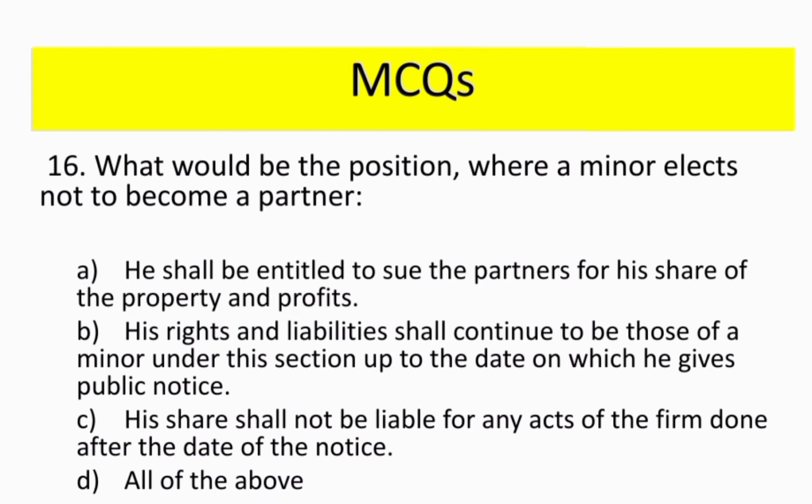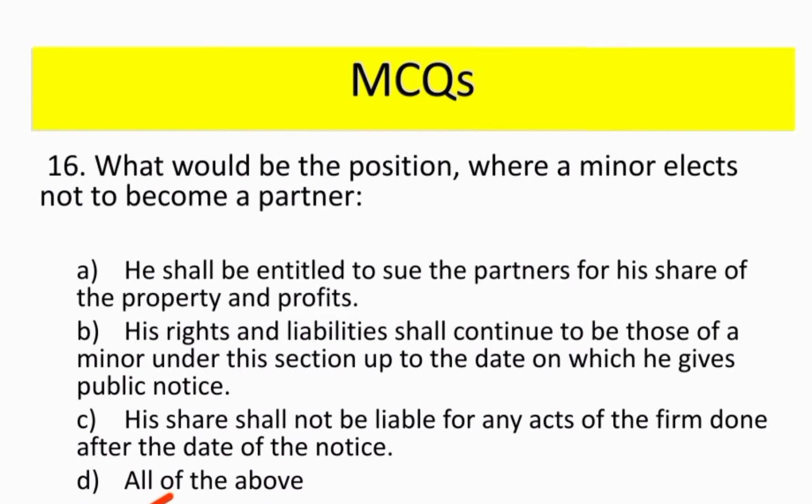Option A says he shall be entitled to sue the partners for his share of the profit and property. Option B says his rights and liabilities shall continue to be those of a minor under this section up to the date on which he gives public notice. Option C says his share shall not be liable for any act of the firm done after the date of the notice. And D says all of the above. So the correct answer of this question is option number D.